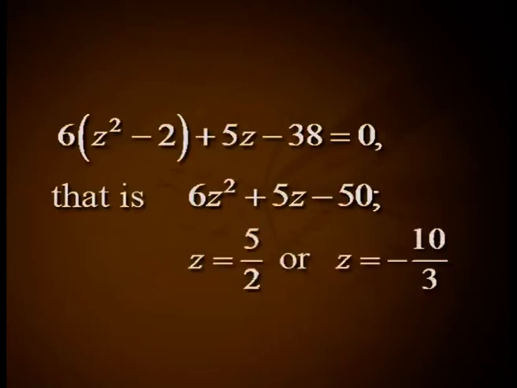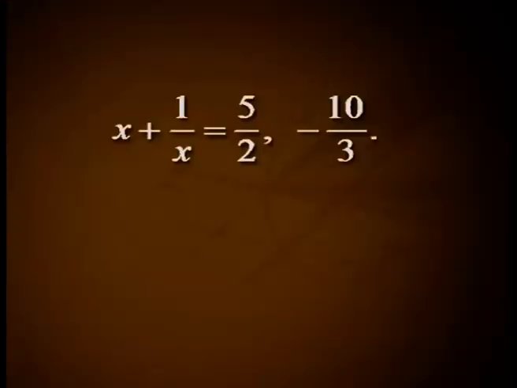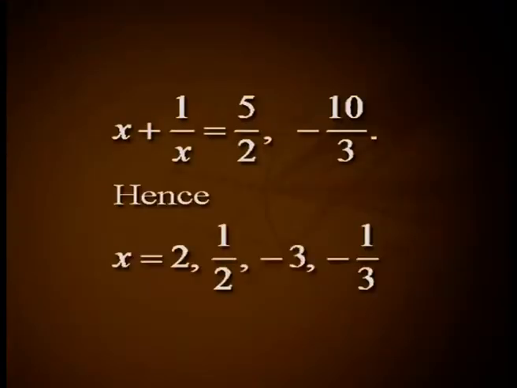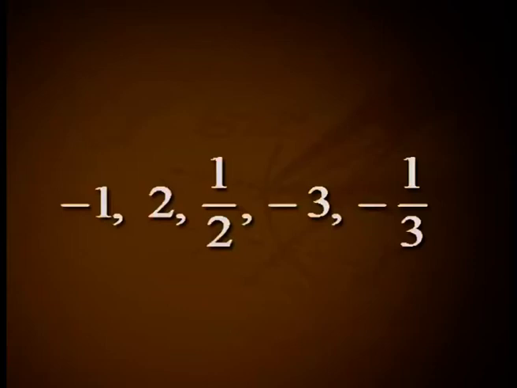z equal to 5 by 2 or z equal to minus 10 by 3, and x is given by x plus 1 by x equal to 5 by 2 or minus 10 by 3. Hence, x equal to 2, 1 by 2, minus 3, minus 1 by 3. Hence, the roots are minus 1, 2, 1 by 2, minus 3, minus 1 by 3.